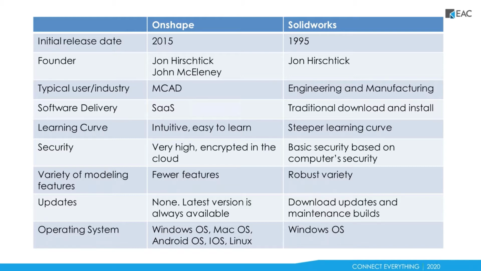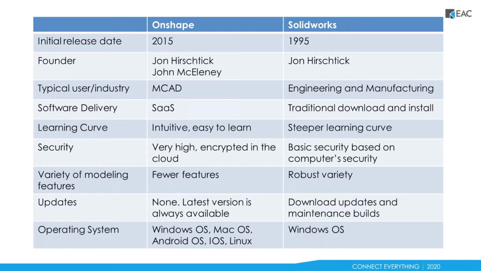The variety of model features, Onshape being a newer application, doesn't have the full suite of features that you find in software packages that have been around 25, 35 years, but it does have all the features you would need to create the parts that you would need to do. So SOLIDWORKS is a little bit more robust. Some of the features are custom made for certain industries. That doesn't mean you can't create that geometry in Onshape. It just means you don't have a particular feature to create that.